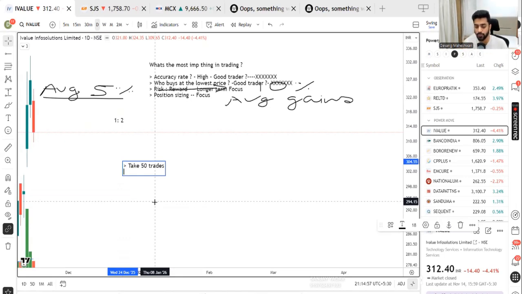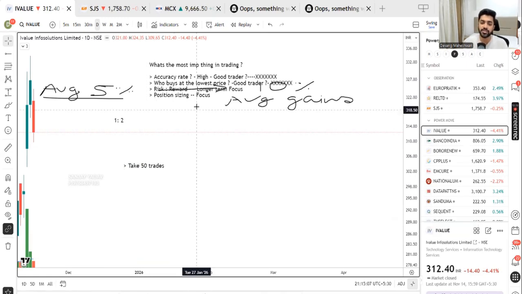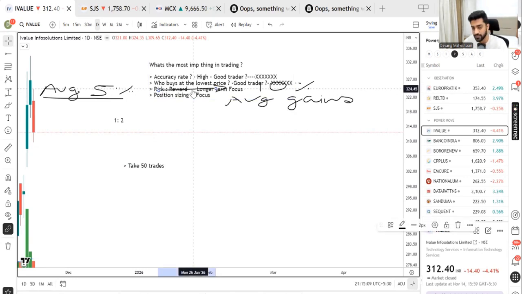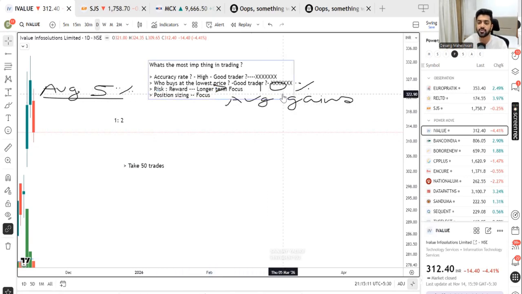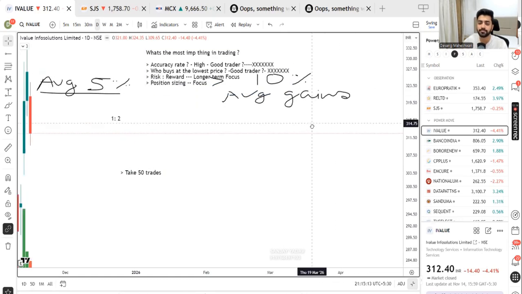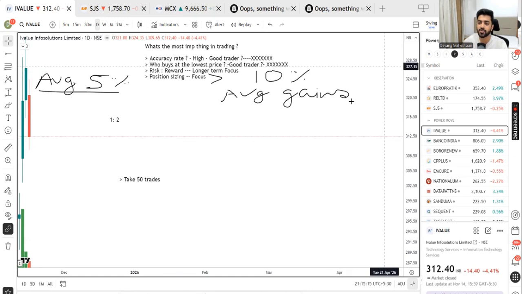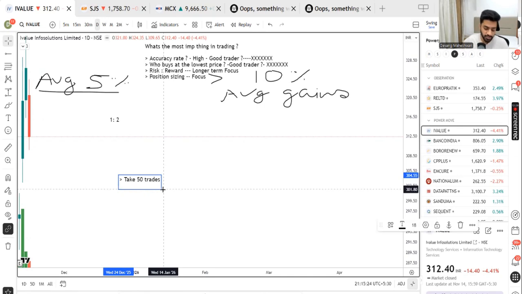If you want to improve, you will have to do this. You will have to keep doing this. First of all is your 50 trades. Then you have to calculate the average gain that you booked. So for example, in some stock you booked 20%, in some stock you booked 40%, in some stock 15%. In 50 trades there will be a different percentage every time. So what's the average for it?